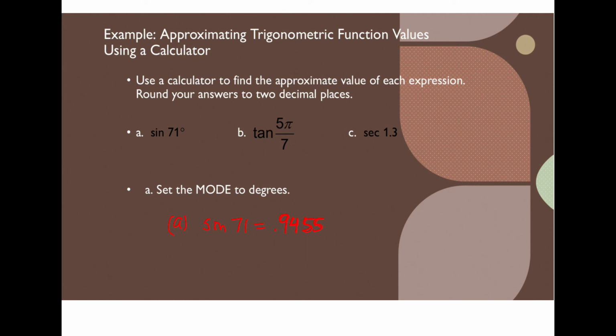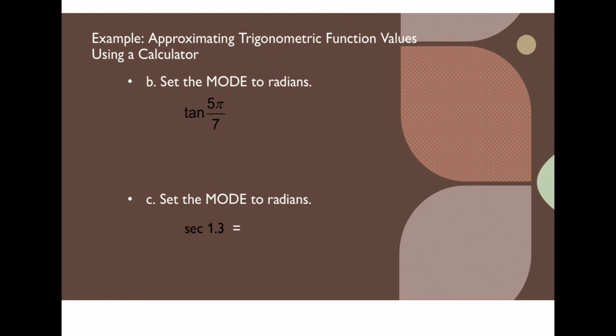For B, we want to go back into mode and set it to radians. This will be true for the next 2 problems. And typically, a lot of times with these radians, we see them put in terms of pi, and that's okay. We can type these in that way as long as we're in the radian mode. Now we're taking sines not of degrees, but of any real number that's out there. 5 pi over 7 being one of them.